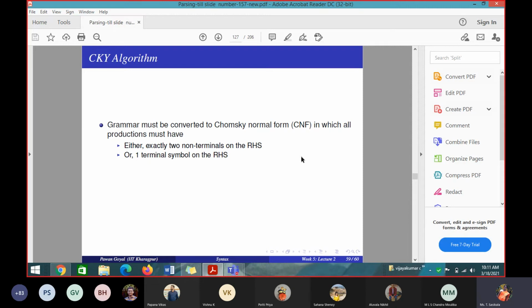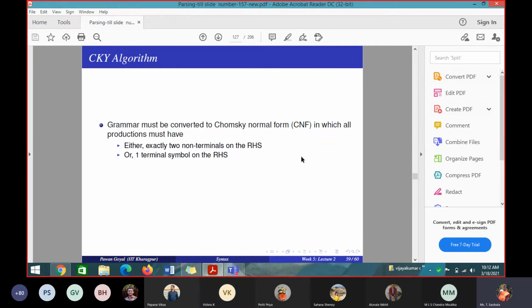For the Chomsky normal form, the first rule is that there should be exactly 2 non-terminals on the right hand side. If you have more than 2 non-terminals, you have to break that rule. It should satisfy the rule. The first condition is exactly 2 non-terminals on the right hand side, or 1 terminal symbol on the right hand side. Terminal symbol represents what, students? Lexicon, or the words present in the sentence. Either your rule should have exactly 1. On the left hand side, how many will be there? One only, not a problem.